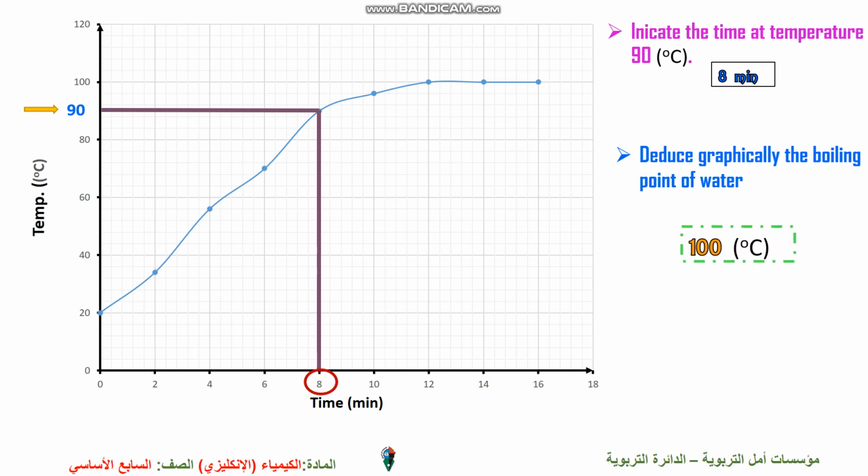It's 100 degrees Celsius. How do I know that? Because it stays constant at 100 degrees Celsius. Observe, I have 3 points at different times, and it's still 100 degrees Celsius. So it is the boiling point. So boiling point is the temperature at which it changes from liquid into gas, and on the graph it will stay constant at 100 degrees Celsius.